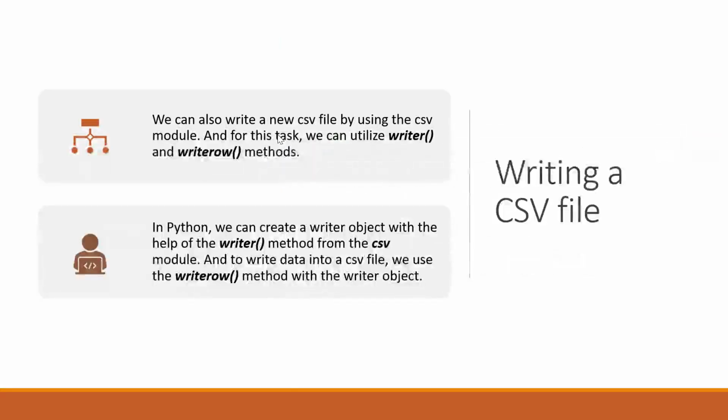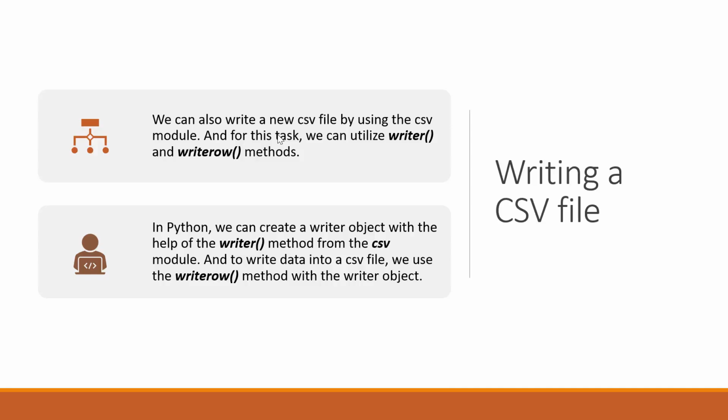Now, once we understand how we can read a CSV file, let's move to the next topic and understand how we can write a CSV file. For the implementation of this task in Python, we can utilize the writer and the writerow method. In Python, we can create a writer object with the help of the writer method from the CSV module, and to write data into the CSV file, we need to use the writerow method with the writer object. The main task of the writer method is to transform the data given by the user into a delimited string. After this, we utilize the string in the writerow method to write data into the file.